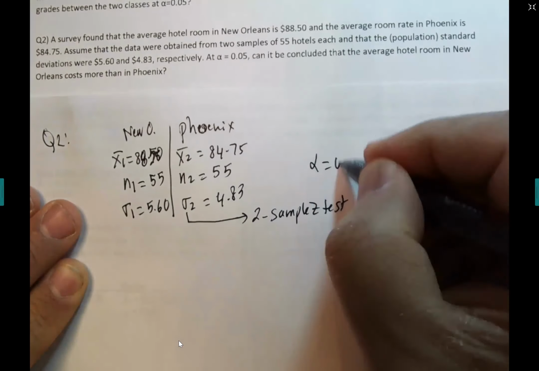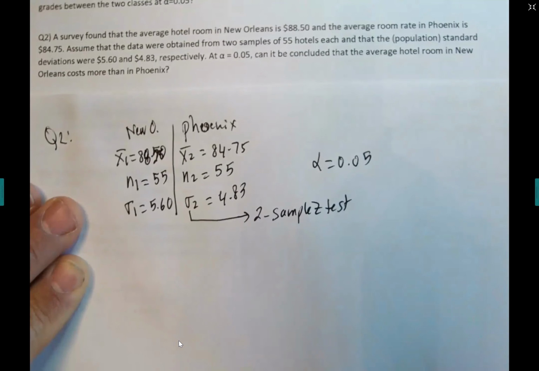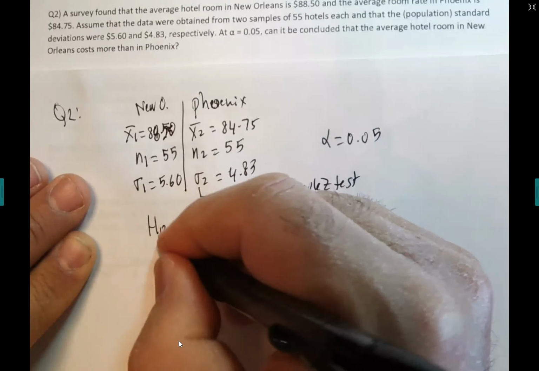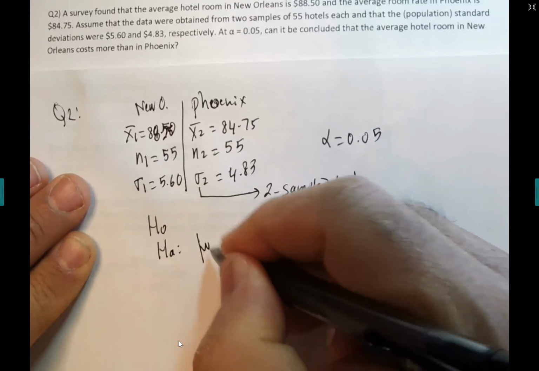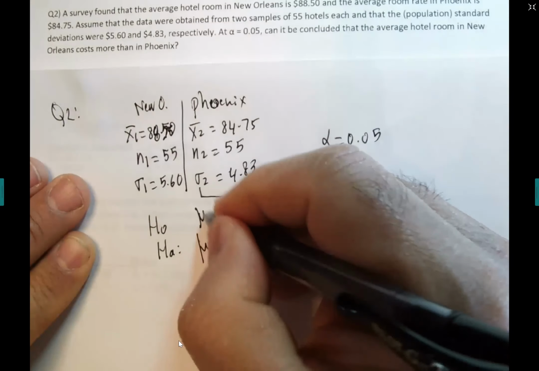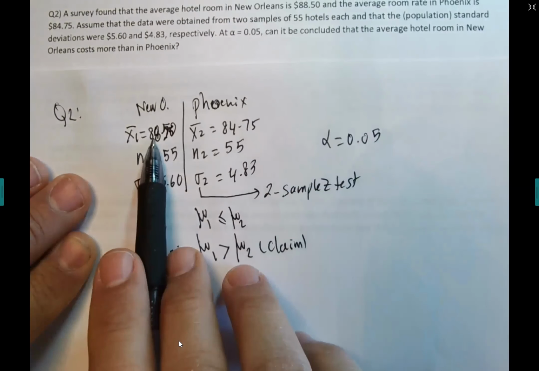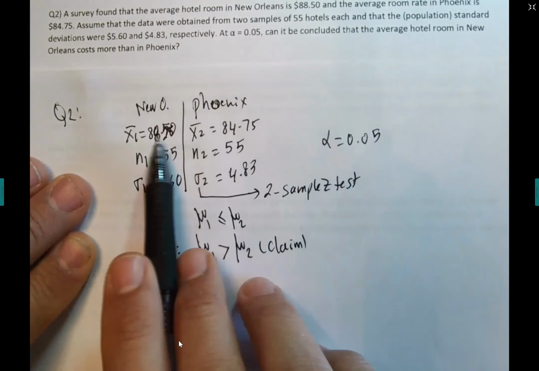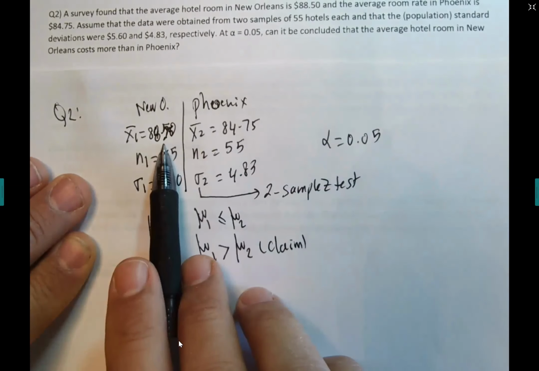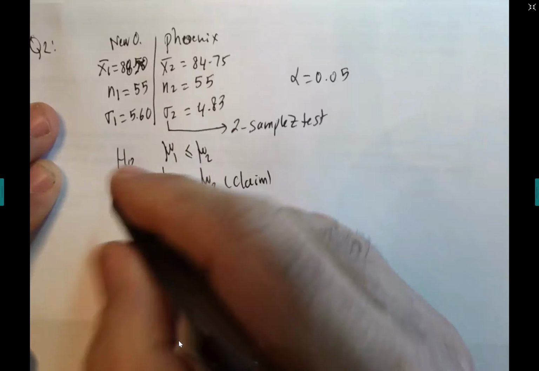At alpha equals 0.05, can it be concluded that the average hotel room in New Orleans cost more than that of Phoenix? So guys, H0, HA, more than means greater than. We need to check that mu1 is greater than mu2. I mean, if you look at the difference, this is $88, this is $84. So there is a difference. But the question is, is the difference substantial enough to say that it is really more? We'll see. We need to perform the test. So this is a 2 sample z-test.